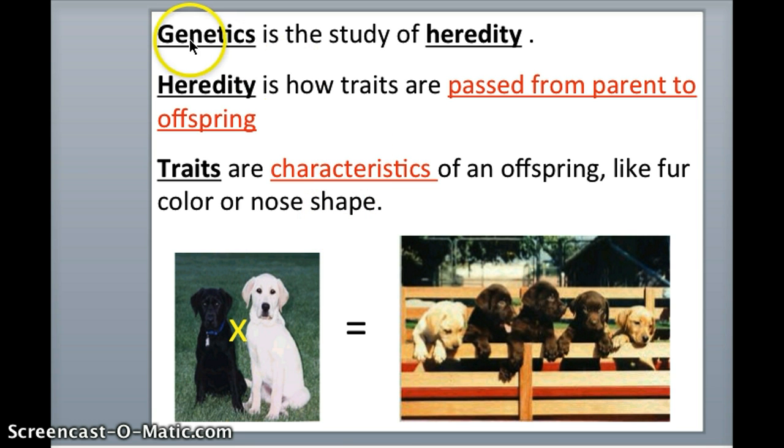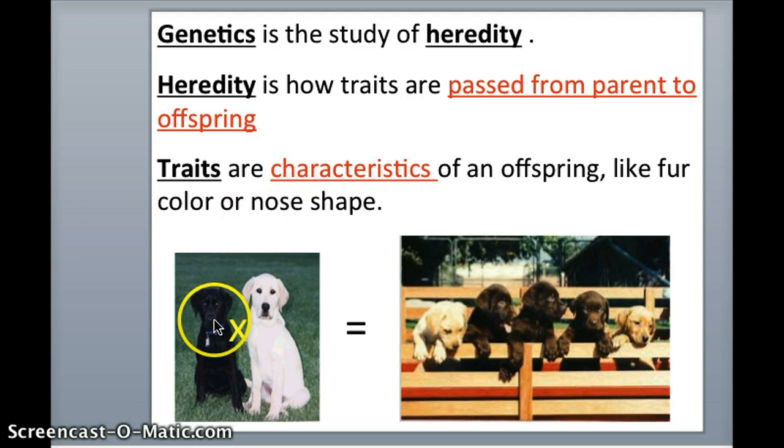So we're going to start with this first slide. I'm sure you remember it. So our new unit is on genetics. And genetics, in the simplest way possible, is the study of something called heredity. And heredity is how traits are passed from parent to offspring. And remember, offspring is a fancy word for babies.